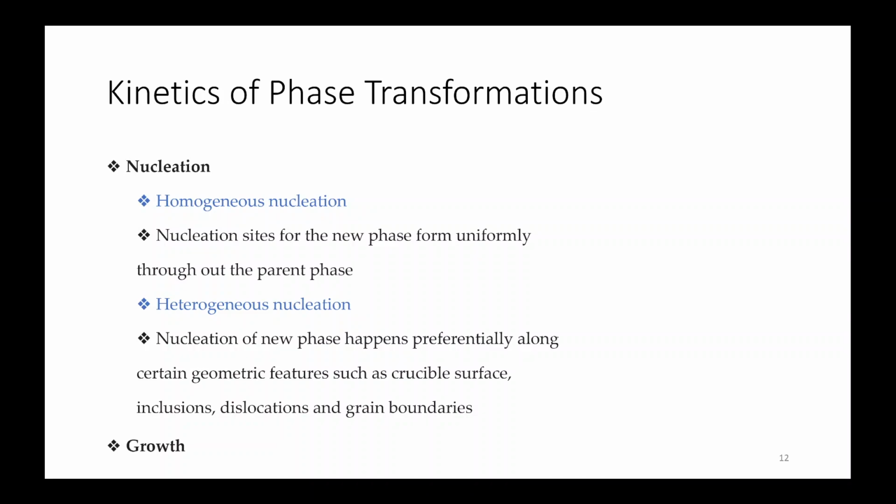Ma'am, what do you mean by the crucible surface? Crucible surface, crucible meaning your mold, in which you are pouring your hot metal. It can be a crucible meaning a refractory lining.